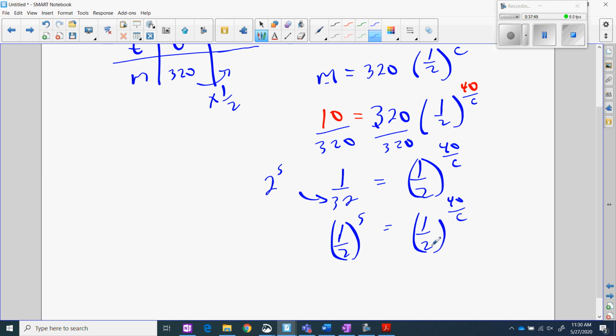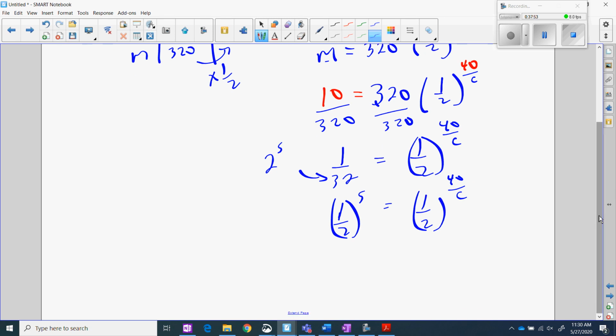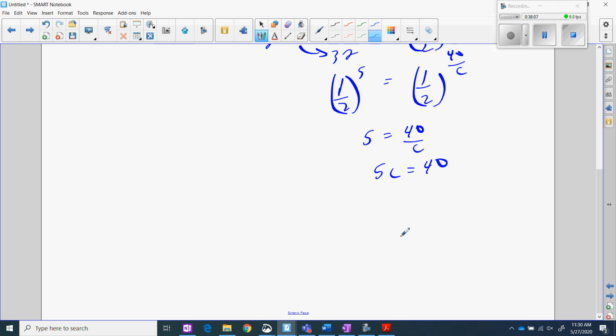This is how we did our last video, or our last section. The only way this statement could possibly be true is if this exponent equaled this. 5 would have to equal 40 over C. 5 times C would have to equal 40. Divide both sides by 5.